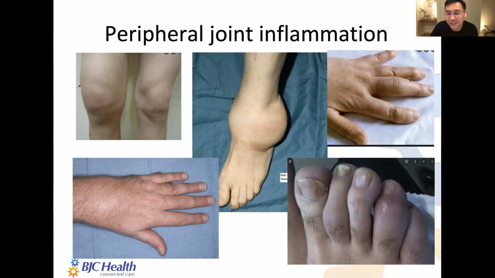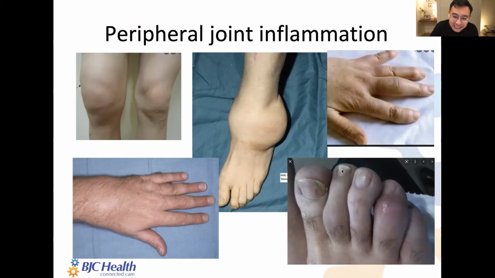Then look at his hand. He's got a finger that swells like a sausage, right? And the Latin term for that is dactylitis, sausage finger. And that's a hallmark of a peripheral manifestation of psoriatic arthritis, which is one of the conditions under spondyloarthritis. Likewise for the toe, you've got a big red hot inflamed toe. That's another dactylitis. It's very painful.